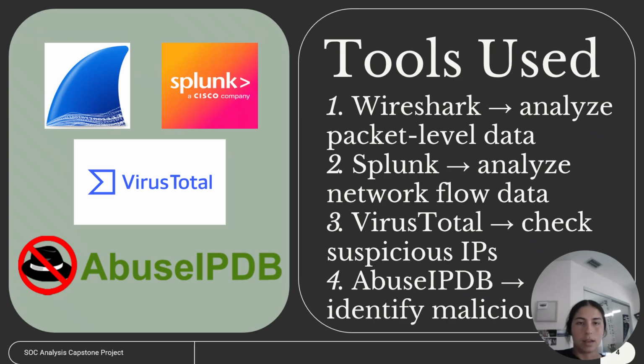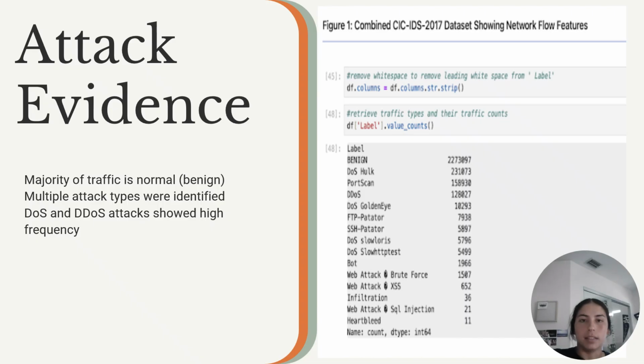To analyze this dataset, we needed to use several tools. We used Wireshark to analyze packet-level data, which gave us detailed insight into individual communications. We used Splunk as our SIEM tool to analyze patterns across large amounts of network flow data. We also used VirusTotal and AbuseIPDB to check whether suspicious IPs were known to be malicious. We chose these tools because they combine deep technical analysis with real-world threat intelligence, which is exactly what SOC analysts rely on.